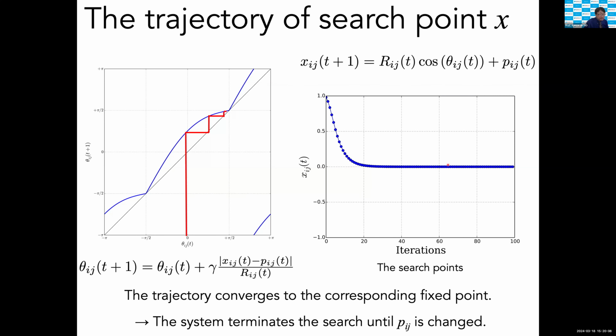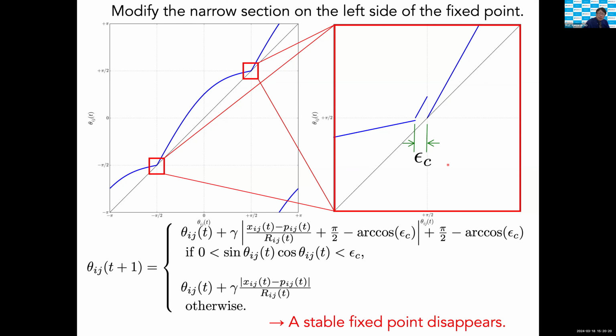To continue the search for solutions, the solution trajectory should not converge. Therefore, we modify the narrow area on the left side of the fixed point in this manner. By doing this, the stable fixed point disappeared, and the trajectory no longer converges to the fixed point.